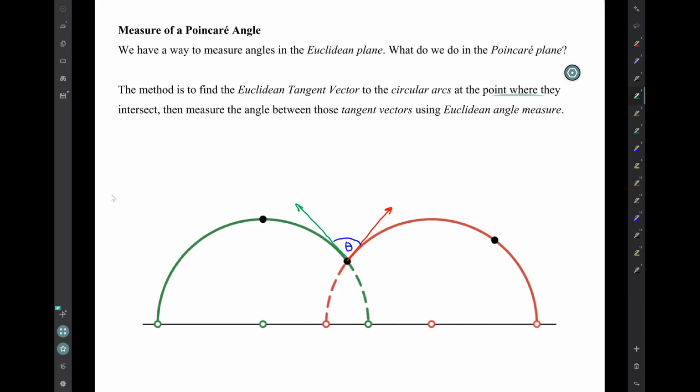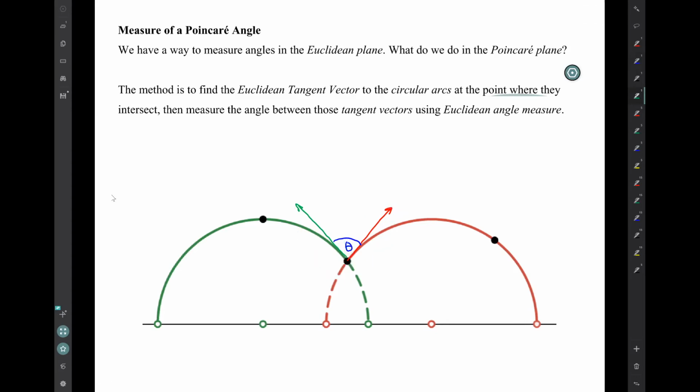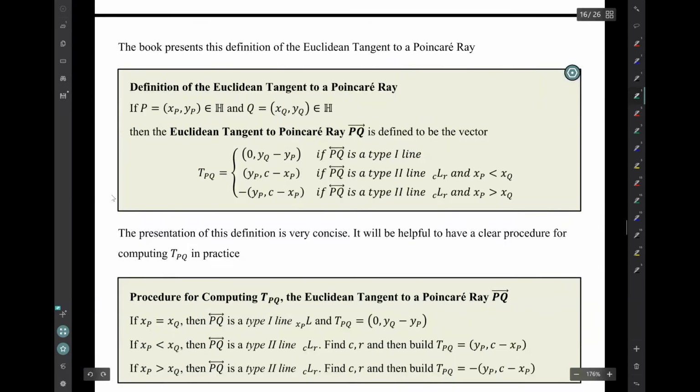So our goal here is to find the measure of a Poincaré angle. So I have in this picture a Poincaré angle made up of a green ray and a red ray. And remember, our strategy is going to be find that Euclidean vector and find that Euclidean vector, and then find the Euclidean measure of that angle formed by those two vectors. So far I've discussed how we're going to get these vectors, this red vector and this green vector. Now we're ready to discuss the official definition of the measure of a Poincaré angle.